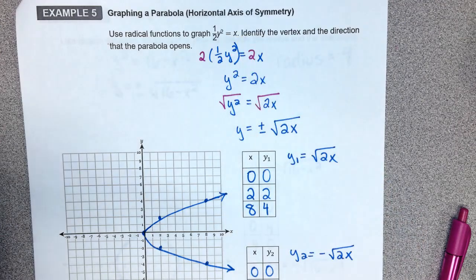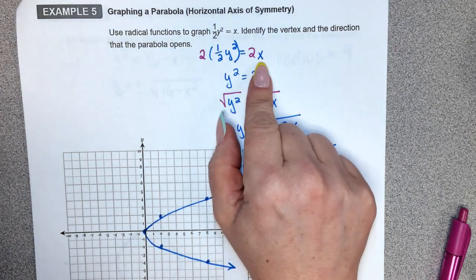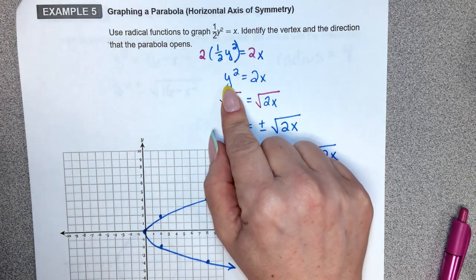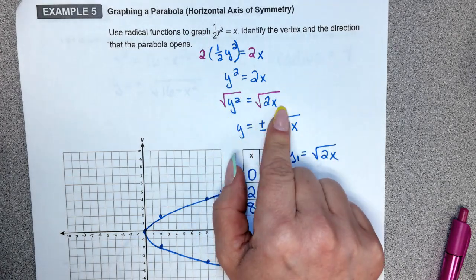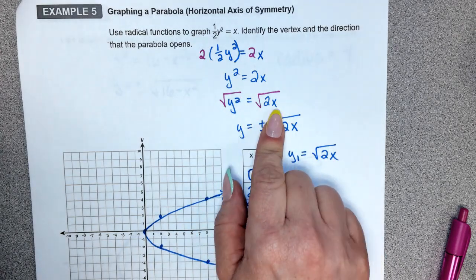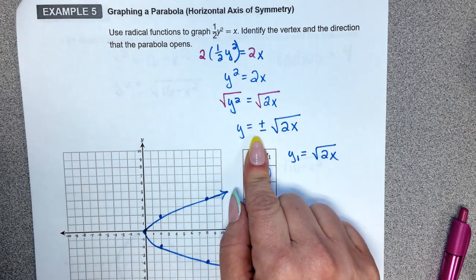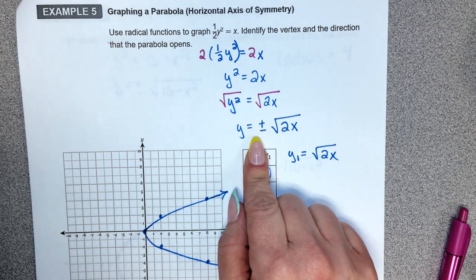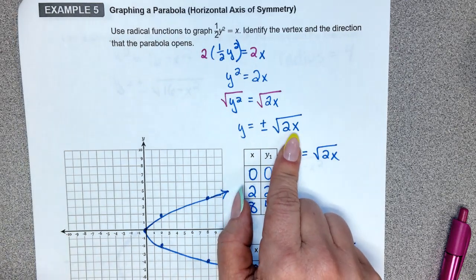Now, in order to do this, I do need this to be in y equals to graph it. So what I would do is multiply both sides by 2. That way I'm isolating this y squared. To undo y squared, I would take the square root. This is an equation, so I would do that to both sides. I'm taking the square root. My index is 2, so my answer has to be positive or negative. Square root property says that. So y equals positive or negative square root of 2x.